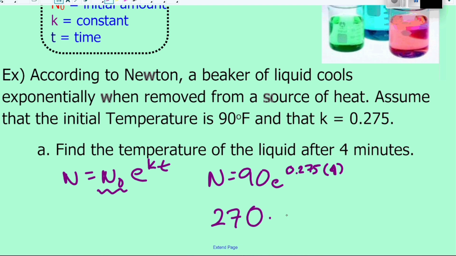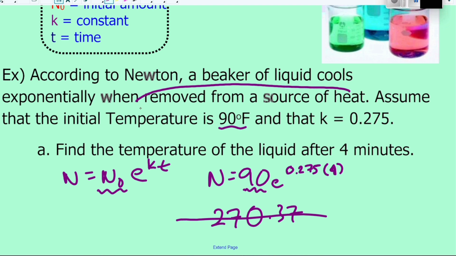Why is that not right? Okay, it is not 270 that should be happening here, because if you think my initial was 90 degrees Fahrenheit, and what did I do? We removed it from a heat source. So should it be getting hotter? No, it should be cooling down. And so what did we do wrong?